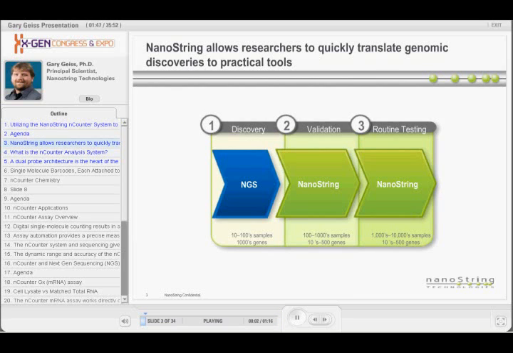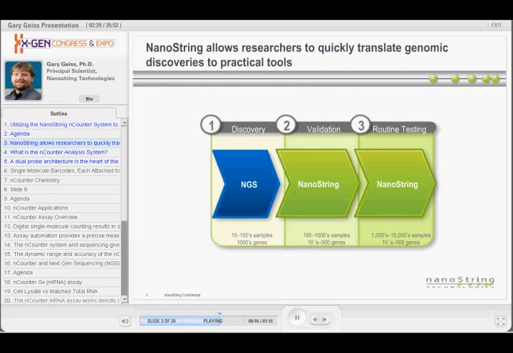Again, as I showed this afternoon, we believe our technology is very well suited for validation and routine testing of samples that have been discovered by next-gen sequencing or microarray technology or whatever your favorite discovery tool is. At least for now, these technologies give you very large amounts of data over whole genomes or whole transcriptomes, but they are somewhat difficult to automate, as we just heard, and to do in a high-throughput and very simplified manner.